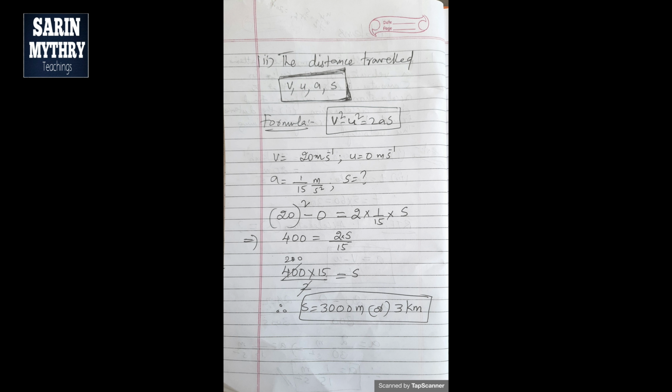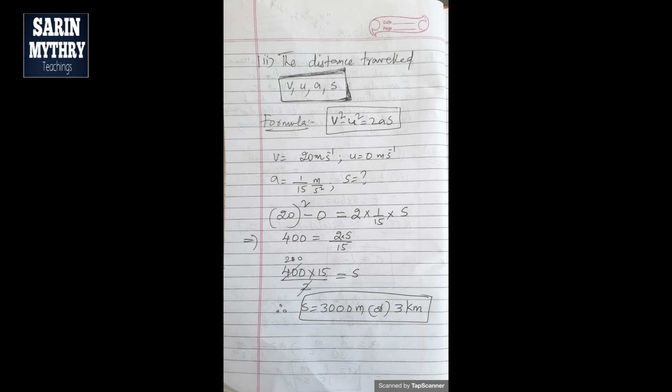So the distance traveled, we are supposed to find it out with the help of v, u, a and s. So v square minus u square equal to 2as. From this one you can find the distance traveled s. So s equal to v square minus u square by 2a. If you substitute in this formula, you will get the answer.